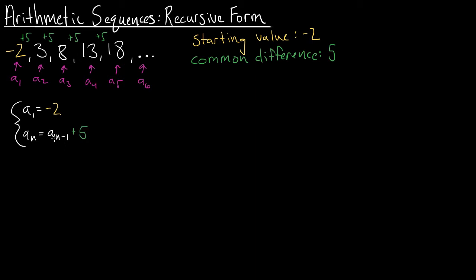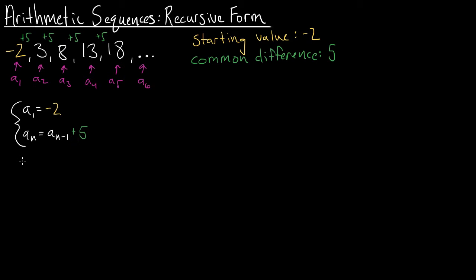So this might be new terminology for you, so let me explain this one more time. You have A sub 1, which is our starting point, and then for any other number in the sequence, A sub 6, A sub 7, whatever, you're going to take the previous number in the sequence, which is identified by A sub n subtract 1, and add 5 to it. So let me show you an example of what this would look like.